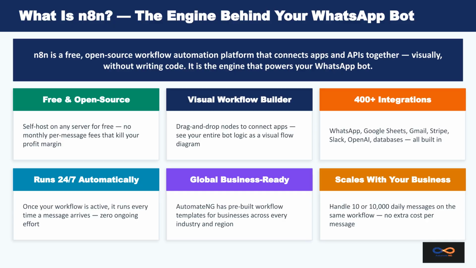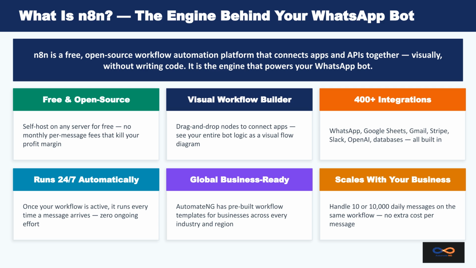n8n is the platform that connects everything together into your WhatsApp bot. It is free and open source, meaning no per-message fees that grow as your business grows. The visual workflow builder shows your entire bot logic as a diagram you can see, edit, and understand. It connects to over 400 apps, including WhatsApp, Google Sheets, OpenAI, and Stripe. Once running, it works automatically with no ongoing input from you.